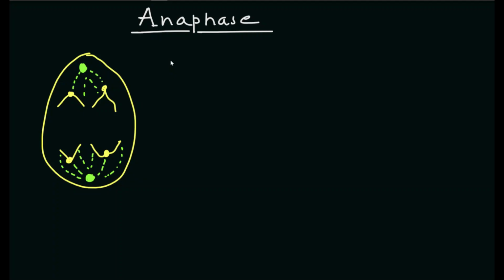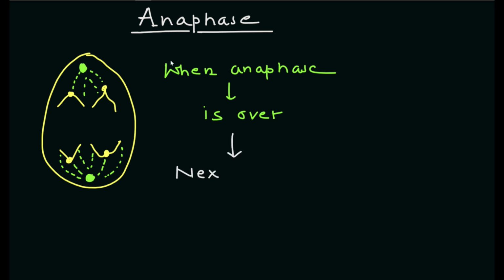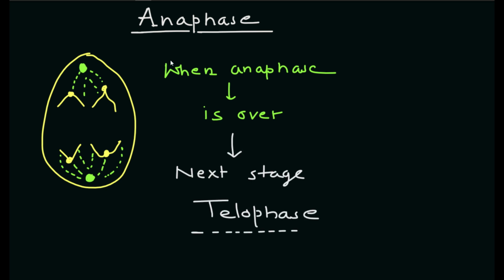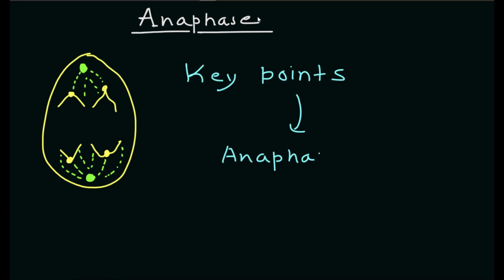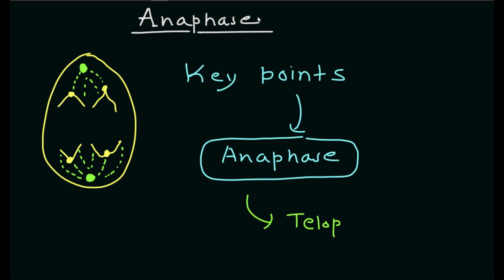And when the anaphase stage is finished, the next stage in the mitosis process begins, called the telophase stage. These were some of the key points of Anaphase stage. Next, we will discuss the telophase stage of mitosis.